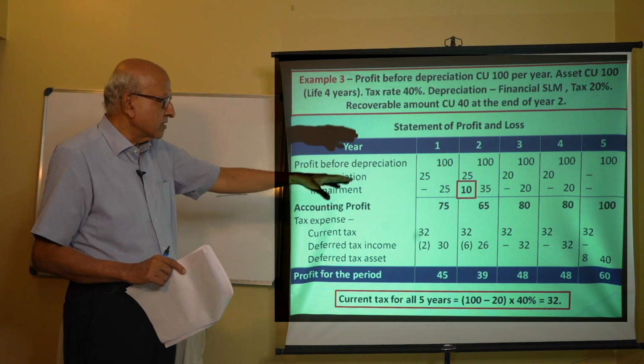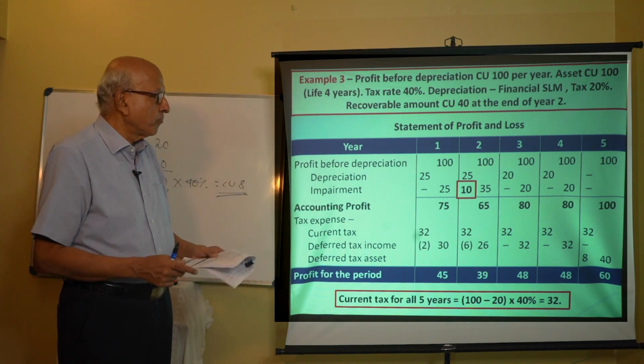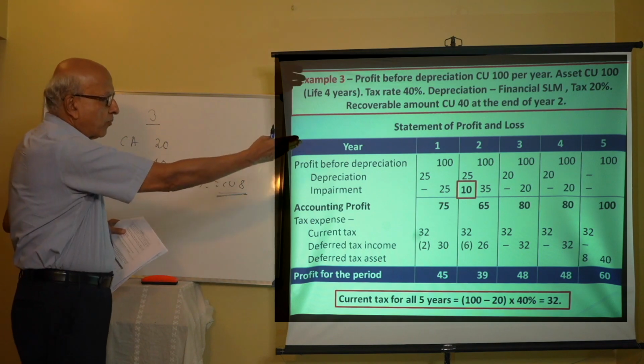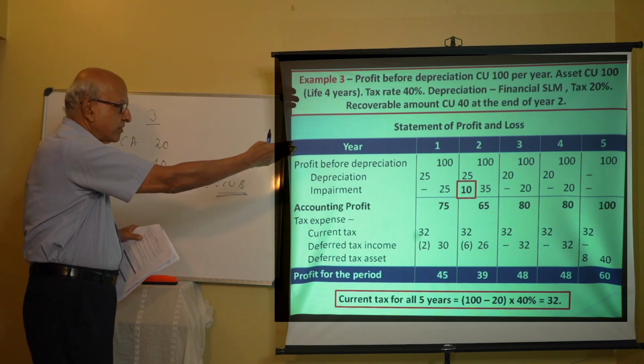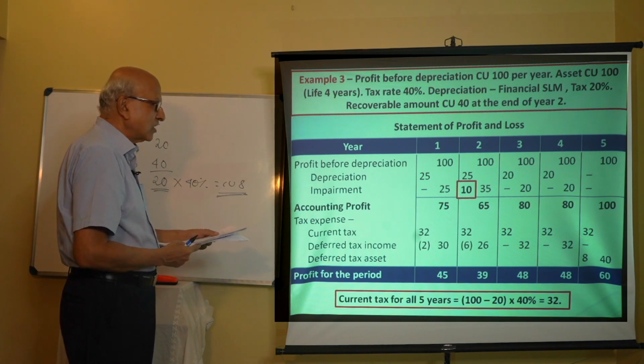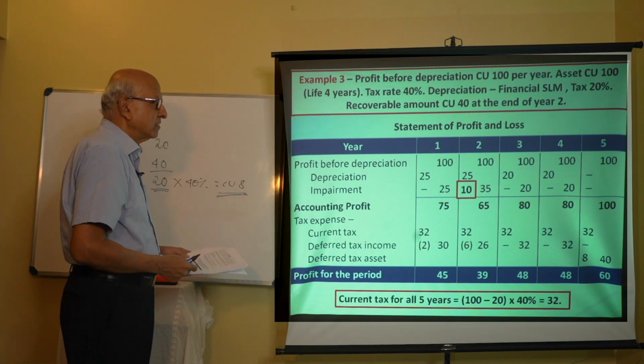You see, nothing has been done. Year 4, it is the same 100 rupees, 20 is depreciation, 80 accounting profit, you can check. Tax expense 32 is 40% of 80.